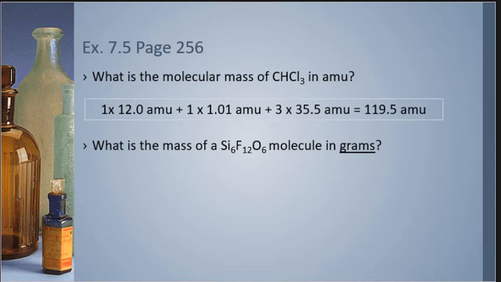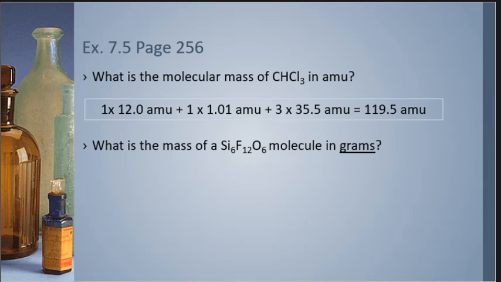You just have to remember that we have 3 of those. So really you could have said 12 plus 1 plus 35.5 plus 35.5 plus 35.5, and you get 119.5. Now the next question is asking for the mass of Si6F12O6, but it's asking for it in grams. So we're going to have to go this route first using our chart, and then convert with that negative 24 number. Get it? Okay, are y'all ready for this one?